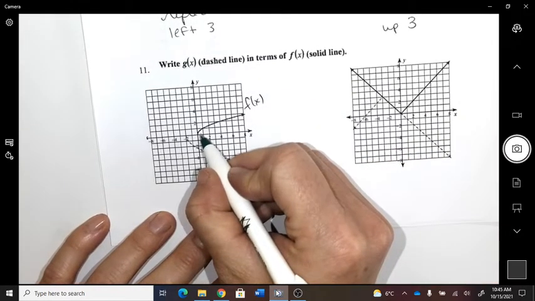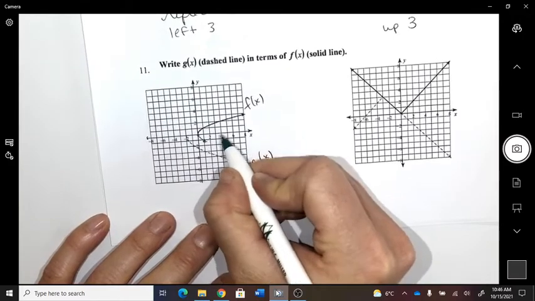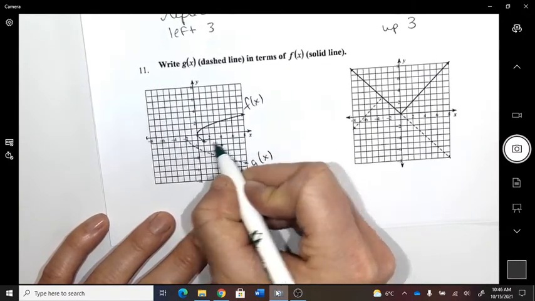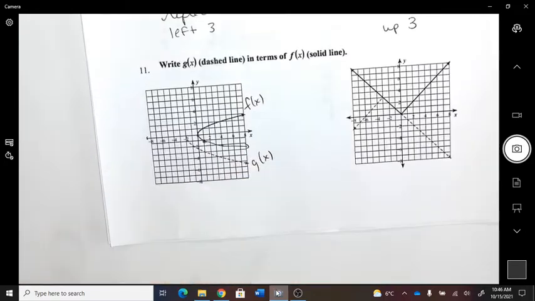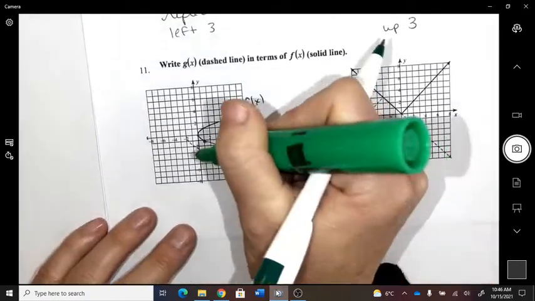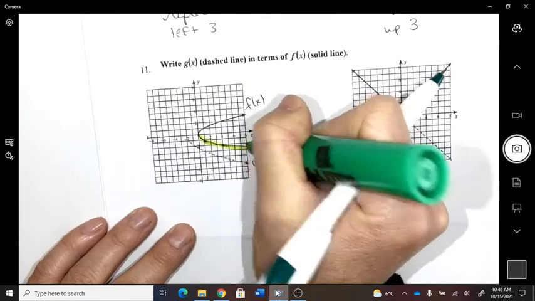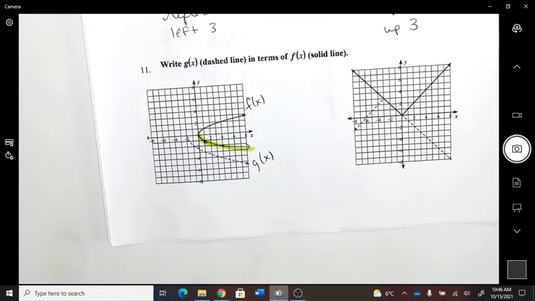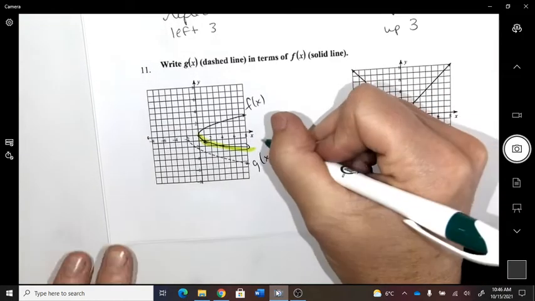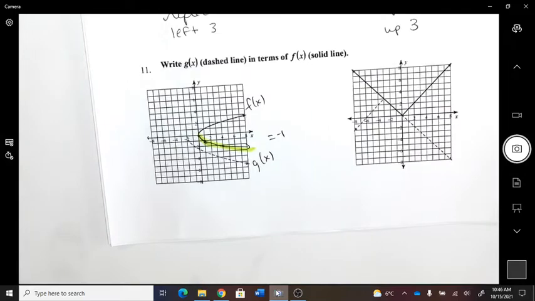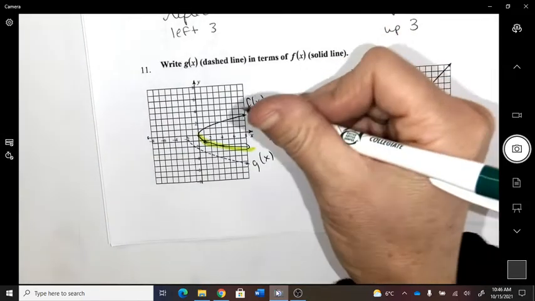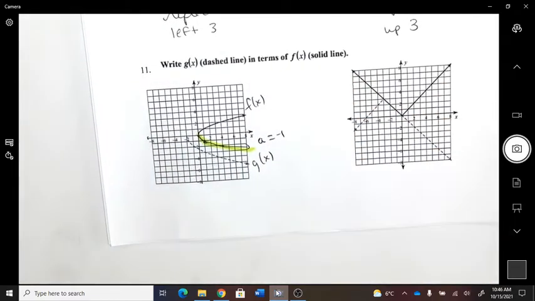Reflection. So that has happened, and that kind of reflection makes what negative? The A or the B? Pick the A. What else do you see has happened? Is there any more stretching or compressing?